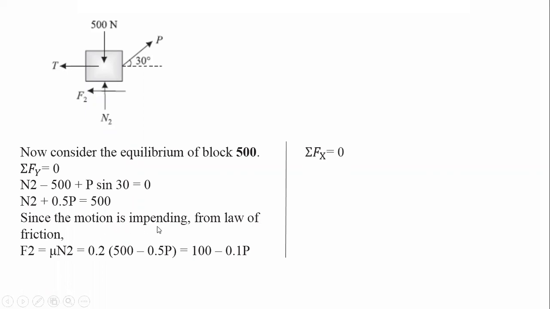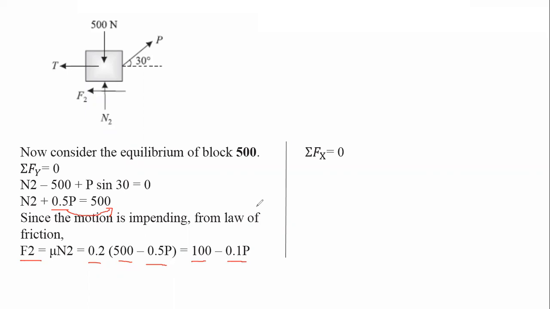Now, under impending motion, F2 is equal to mu into N2. Okay, that's why 0.2 into N2. What is the N2 value? N2 is equal to, if we take this term to this side, 500 minus 0.5 P, and mu value is 0.2. Now multiply this 0.2 with this bracket: 0.2 multiplied with 500 becomes 100, and 0.2 multiplied with 0.5 becomes 0.1 P. This one is the value of F2.